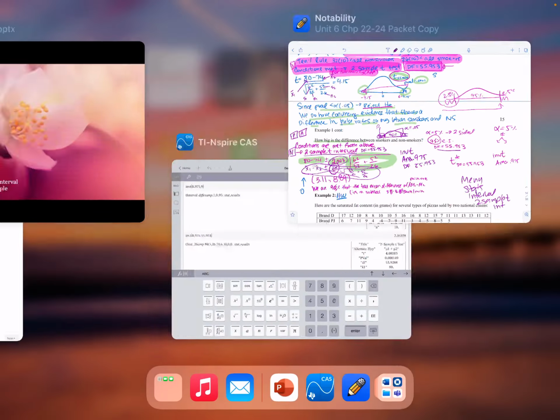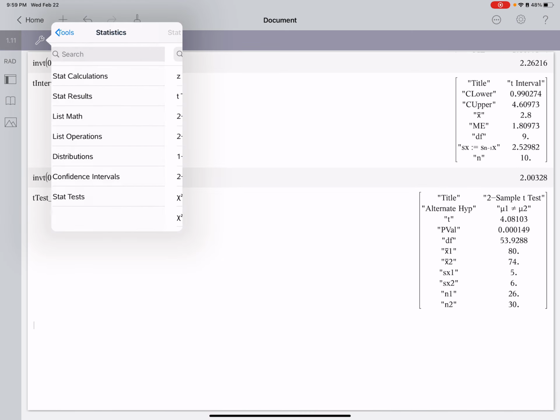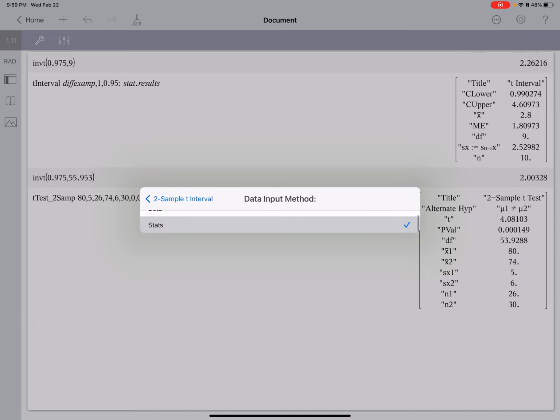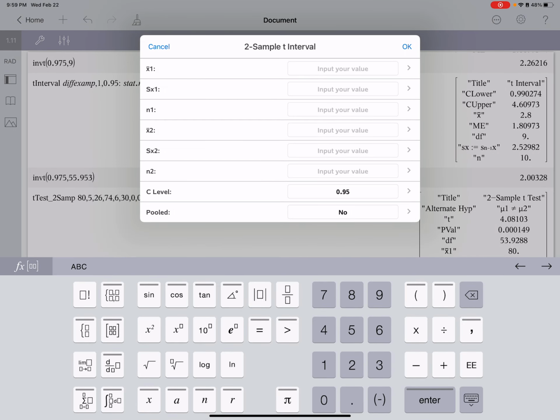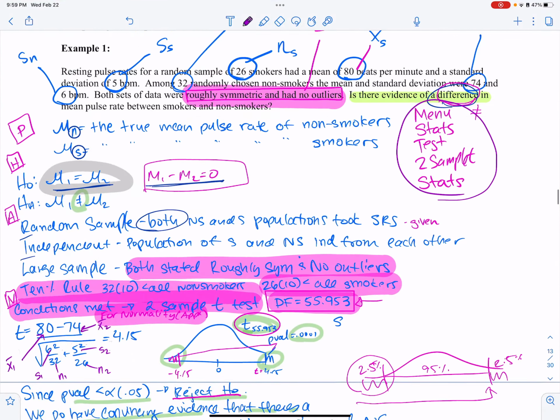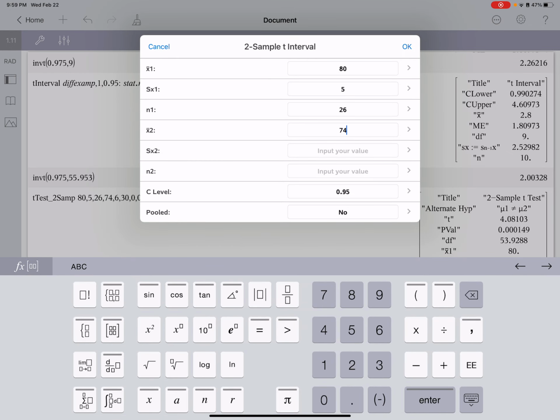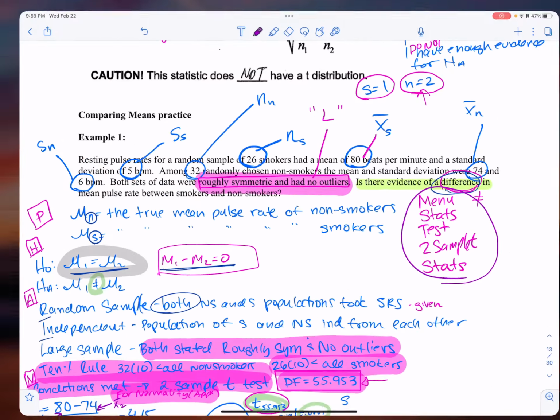And for the interval, very, very similar. Instead of doing test, I just go menu, stats, interval, and then I do a 2-sample t interval. And instead of data, I do stats. And it'll be the same thing. So it looks really similar. So I'm going to put in 80, 5, 26. Am I remembering right now? I'm forgetting. Yeah, I got it. Okay, and then 74, 6, and 30. Or was it 32? Let's just double check. It was 32.